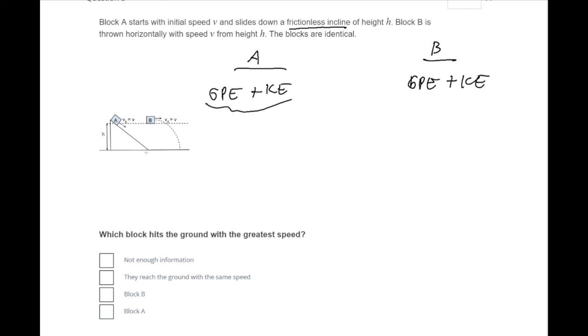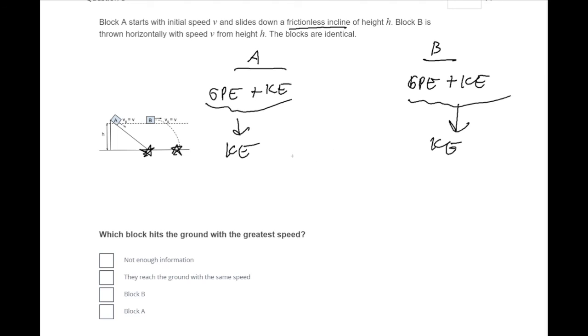Block A starts with initial speed v and slides down a frictionless incline of height h. Block B is thrown horizontally with speed v from height h, and the blocks are identical. So like we said before, we have block A and we have block B. Block A initially has some GPE and also some kinetic energy. Block B has the same thing. It's starting at some height and it also has some kinetic energy. What does that mean? Well, both of these are ending down here, which means that they're both going to end with only kinetic energy.